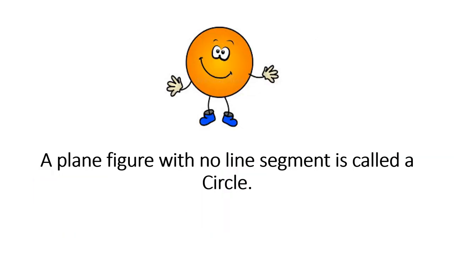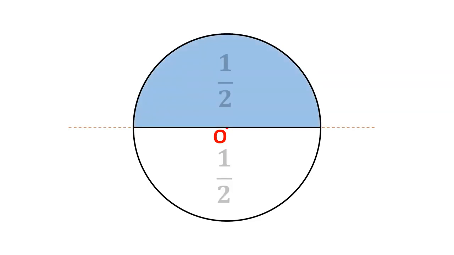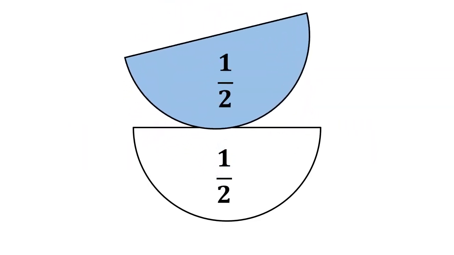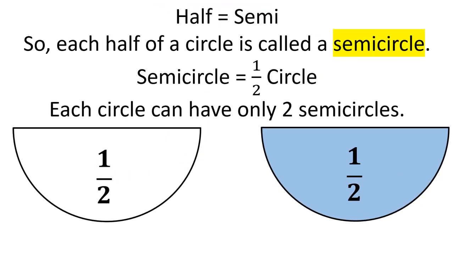What is a circle? A plane figure with no line segment is called a circle. Draw a circle on paper with a bangle and cut it out. Then divide the circle in two equal parts. Now cut the circle in such a manner that you get the half of the circle. Half means semi. So each half of a circle is called a semicircle. So we can say that semicircle is equal to half of the circle.